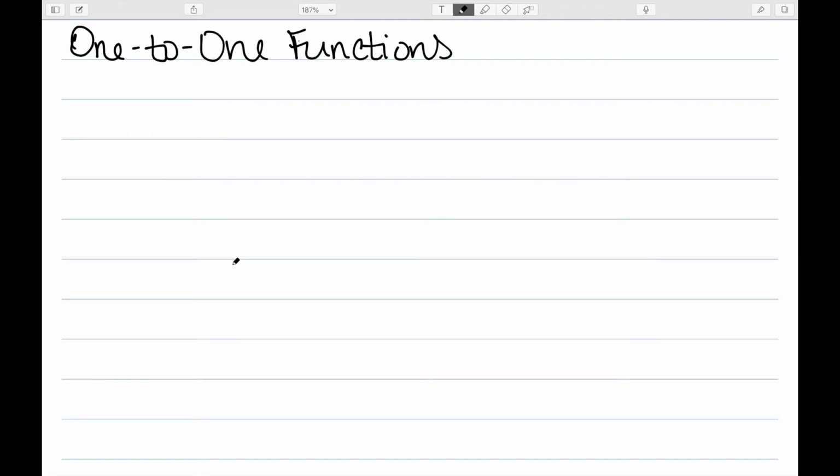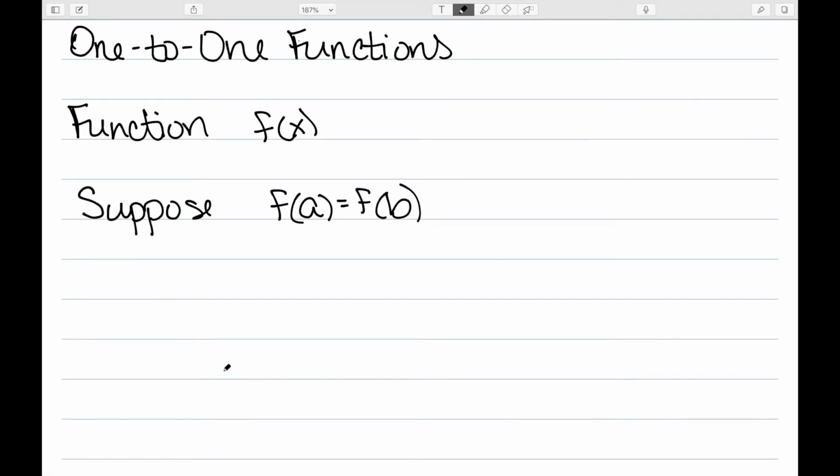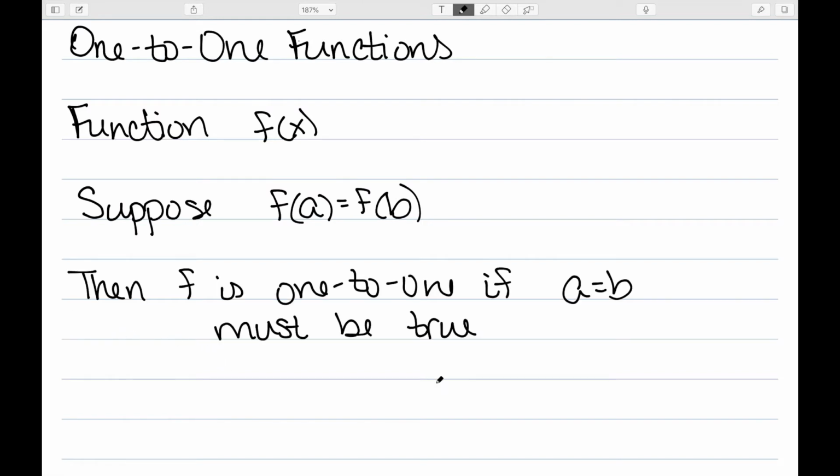In this video, I'm going to talk about one-to-one functions. Let's start with a given function f of x. And we're going to suppose that f of a is equal to f of b. Then we say that f is one-to-one if a equal to b must be true. So let's look at some examples of this.